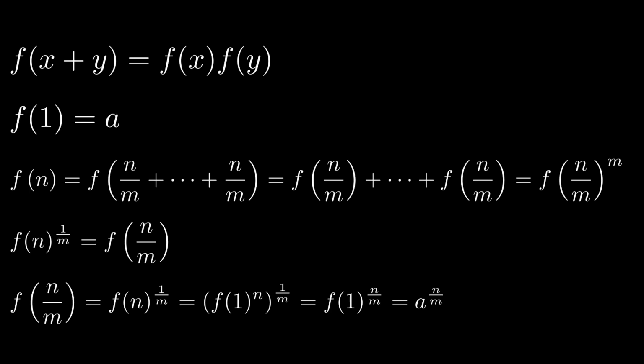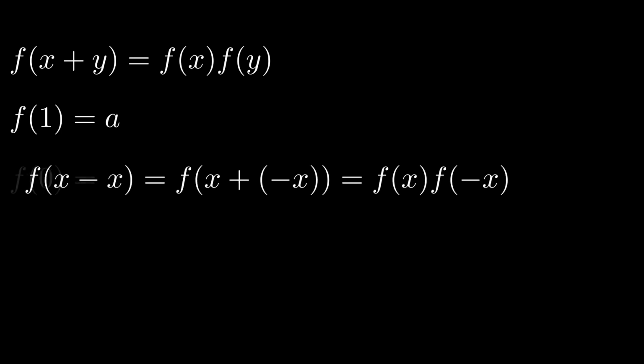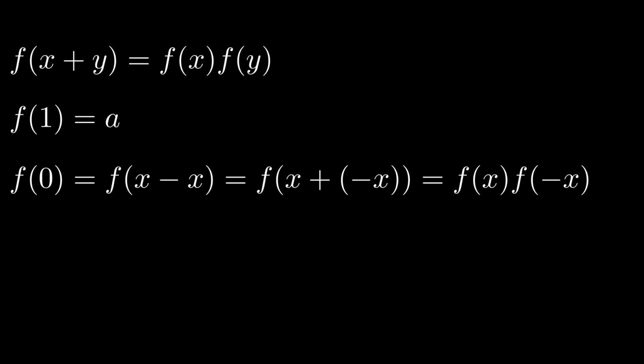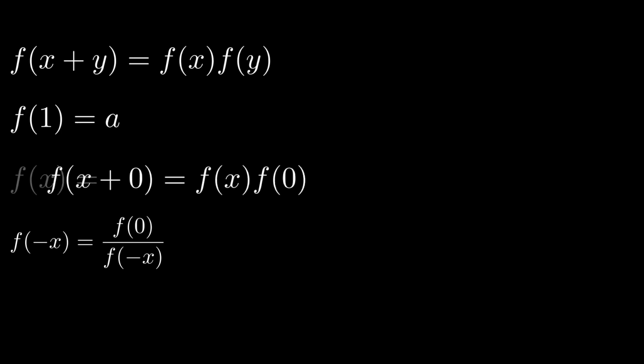In order to determine f for any rational number, we need to determine the negative values. Let's introduce negative x by subtracting x from x and use the functional equation. Solving this equation for f of minus x shows that we can determine f for negative values if we only knew f of 0. To determine f of 0, we will look at the fundamental property of 0. The fundamental property is that x plus 0 stays x. Applying the functional equation to this identity gives the following.